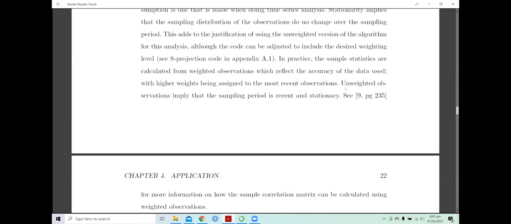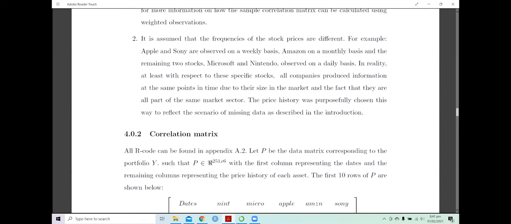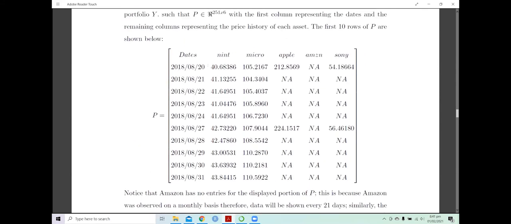This is done to illustrate the point I was just making. You can see a snippet here of how the data looks. Nintendo puts out price data like that, and Amazon puts out price data like that. You can see that for the dates, they don't have corresponding data points.